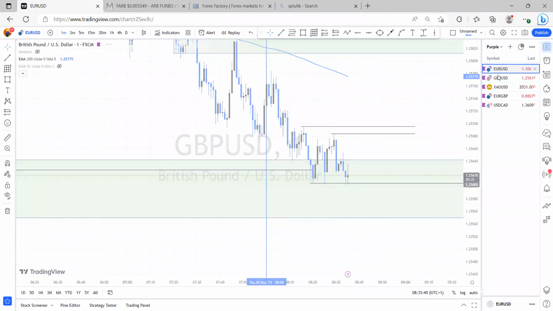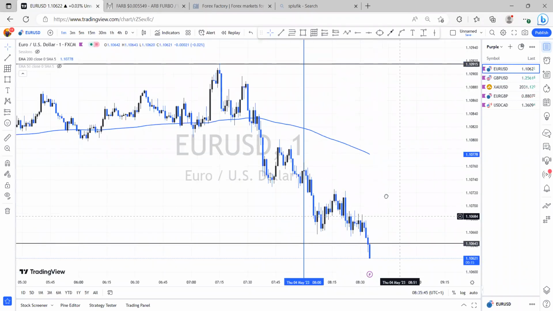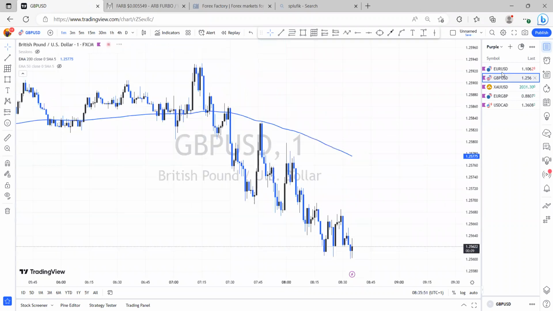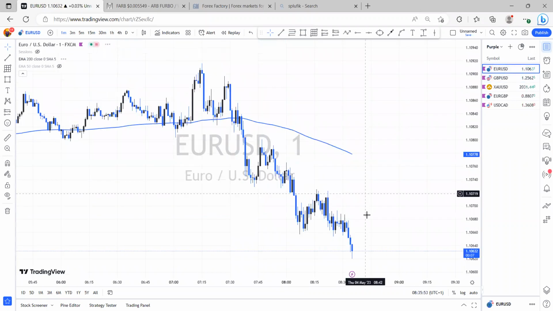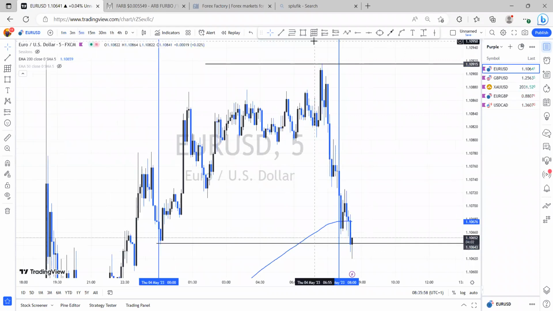Let's check Euro USD as well. Let's see whether we have swept our lows. Oh, we have swept our lows. So should we come back, or are we going to just keep selling? We'll find out. Let me go back and mark those highs. It's important that I mark those highs. Let me go to 15 minutes and mark some highs there.